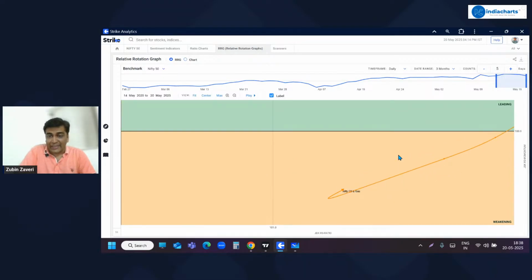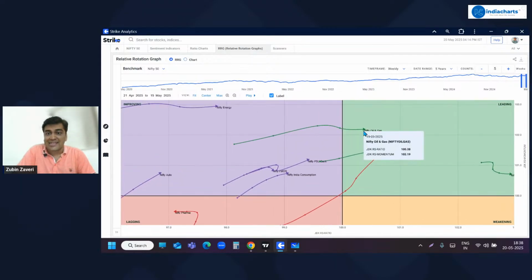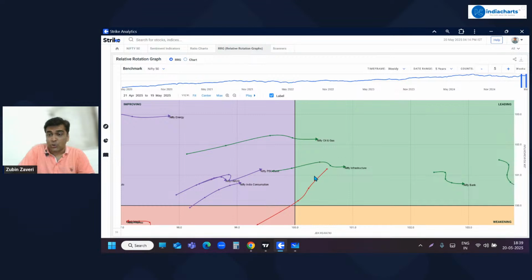So if this continues, what would happen on the weekly time frame chart? On the weekly time frame chart, this arrow will go ahead. So this confirms that oil and gas is something that we need to watch out on the bullish side. Similarly, infrastructure over here, on the daily time frame chart, it was doing some time pass on the weekly and the leading borderline. But on the daily chart, it is an outperformer to the benchmark. So on the weekly chart itself, it has also come into the leading quadrant. So infrastructure, oil and gas is something that we need to watch out for.